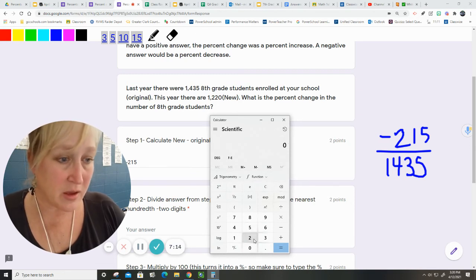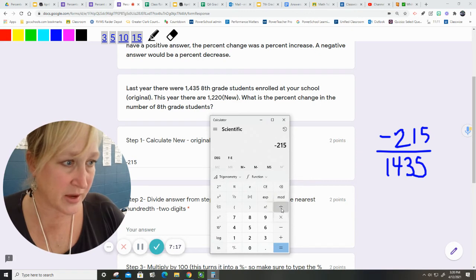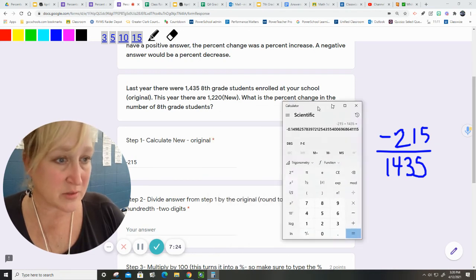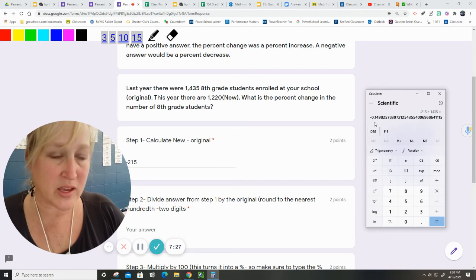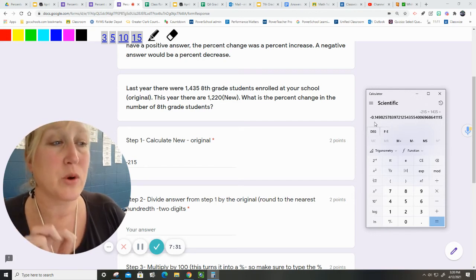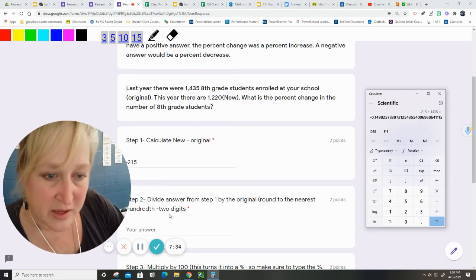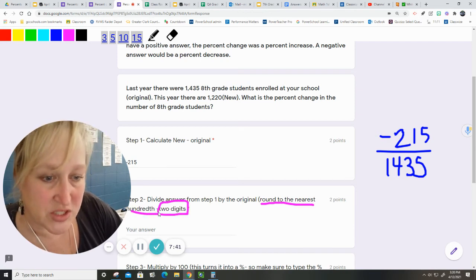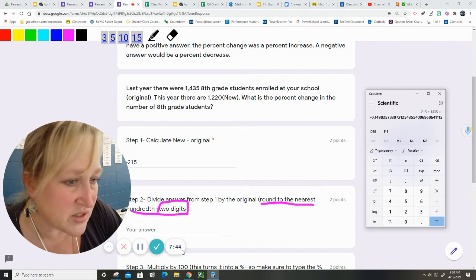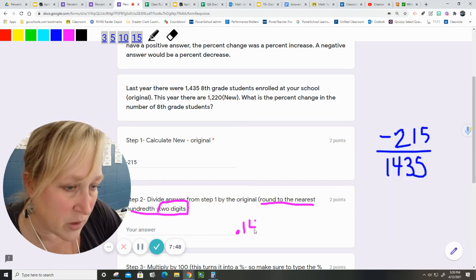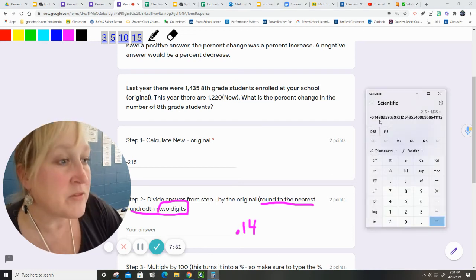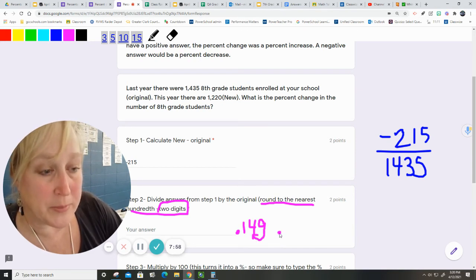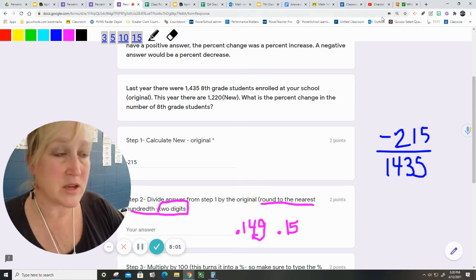So I'm going to do the negative 215 divided by 1435 equals a nasty number. And it tells me, since I got not a very pretty number, in case you can't see that, it says negative 0.14982, blah, blah, blah. So I'm going to look at my problem, round to the nearest hundredth, which is two digits. So if I rounded to the nearest hundredth, 0.14 is the hundredth. What comes next? 149. So this 9 is going to tell that 4 to go up to 0.15. I'm going to type that answer.